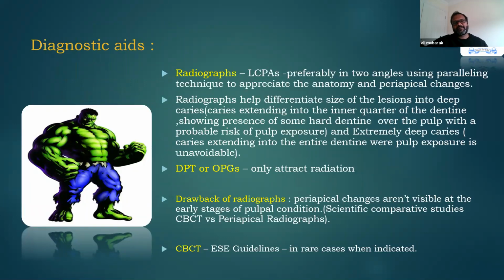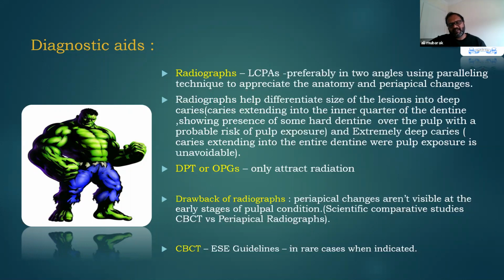Diagnostic aids, you've got a lot of diagnostic aids, but the most common we use is the radiographs. Now, personally, the long cone periapicals, preferably using 2 angulations. You can appreciate the anatomy and appreciate the periapical changes. So you need to use the holders. You need to use them at 2 angulations, and you would be able to appreciate what exactly is happening with the tooth. Now, you could differentiate the size of the lesion.